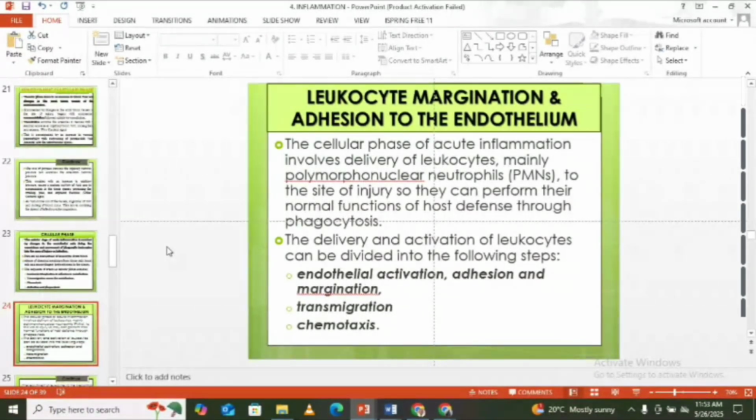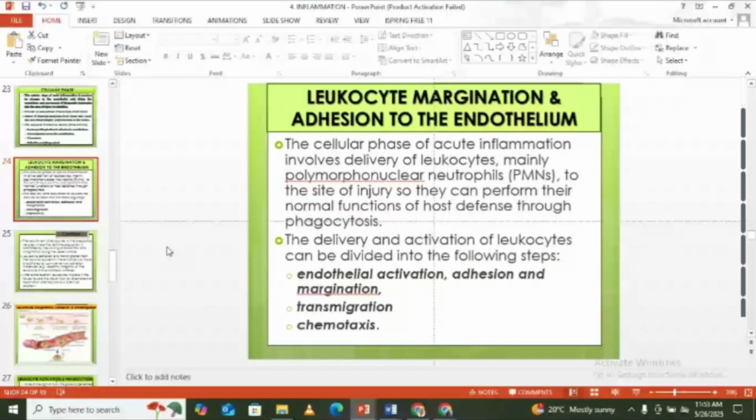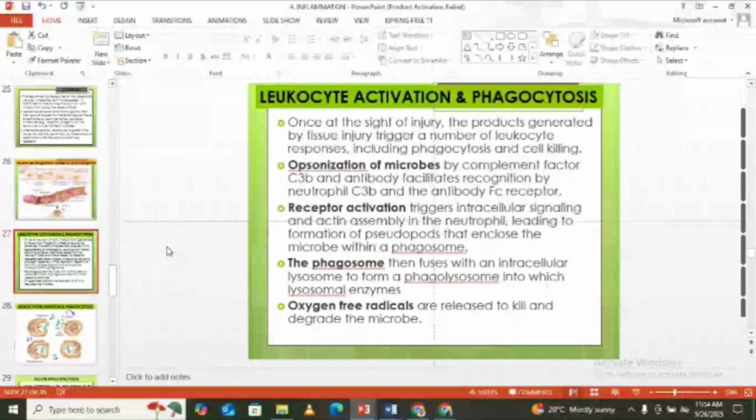And usually they do this by the process of phagocytosis. You know that through your physiology. So it can be divided through those steps: the endothelial activation, transmigration, chemotaxis. You know what all that is. The endothelial activation and adhesion, where they attach themselves to the endothelium, and then they transmigrate, move to the site of injury, and then engulf the injurious agent. Then, of course, activation and phagocytosis.